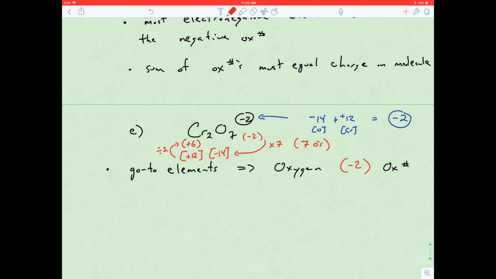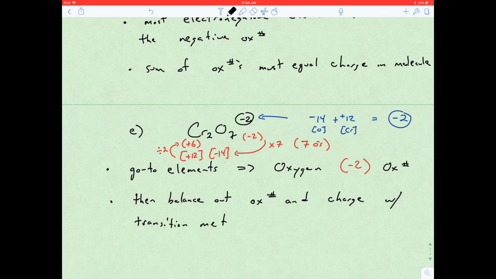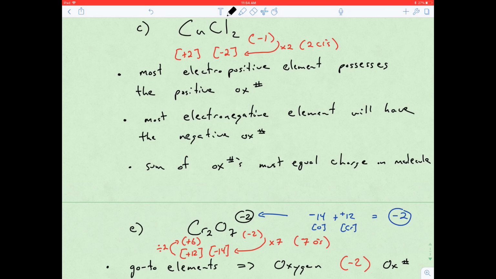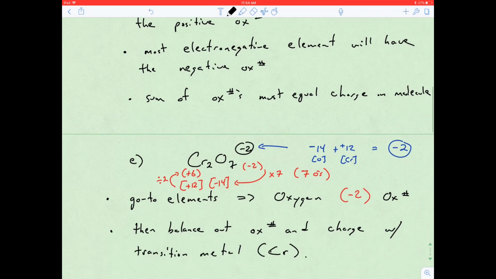So we do the go-to elements first, like the oxygen, then balance out oxidation number and charge with the transition metal. In this case, the transition metal being chromium. In the earlier example in part C, it was actually the copper at the very top there that we saved for last. Again, a transition metal, and we're seeing the same thing with part E here.